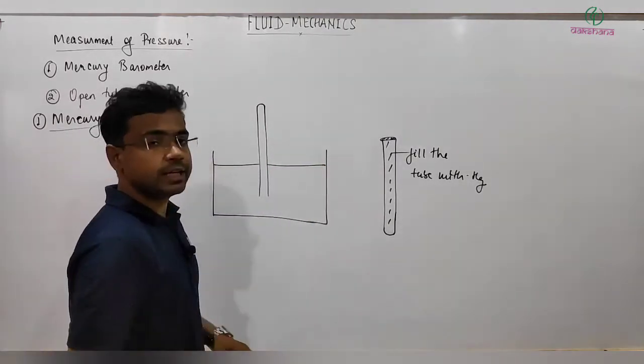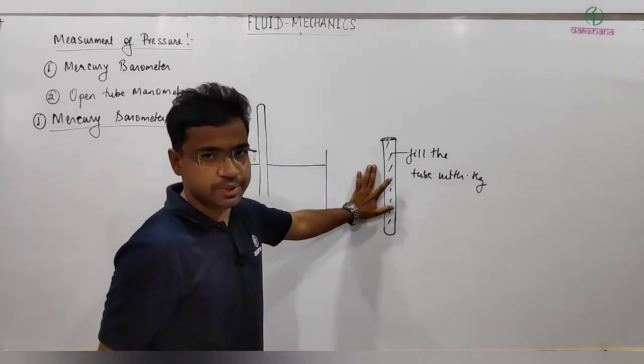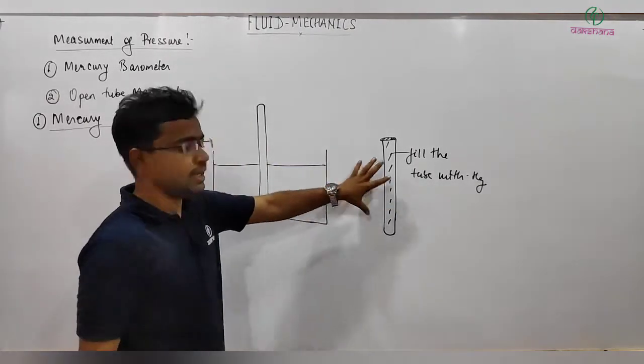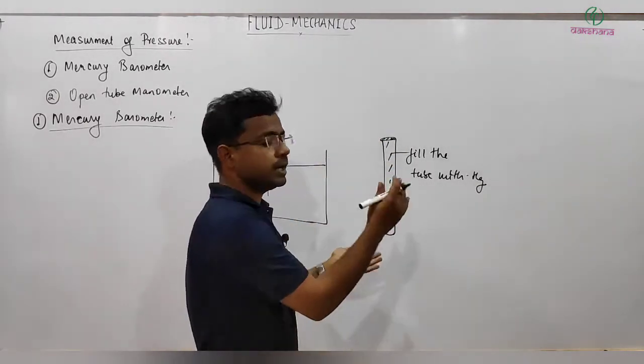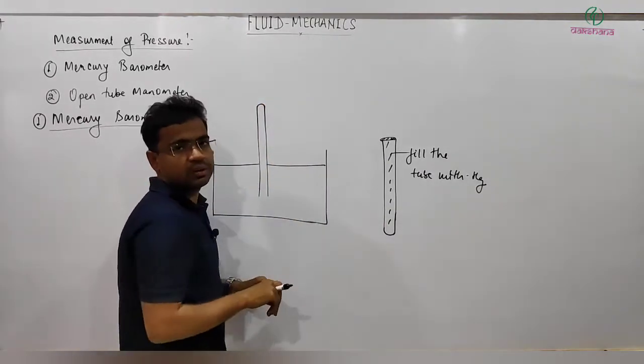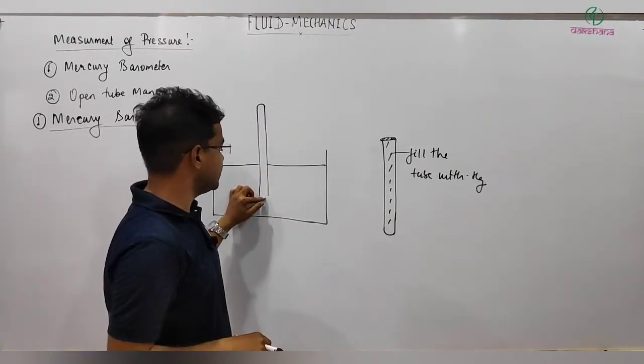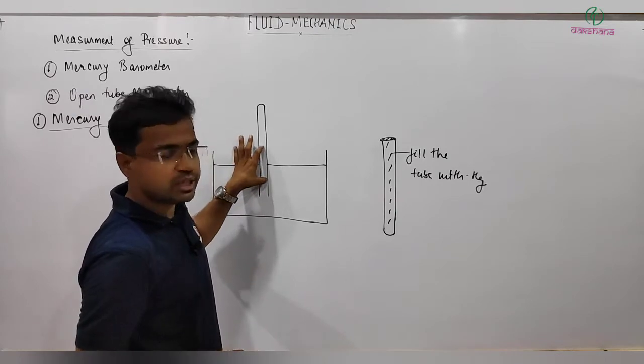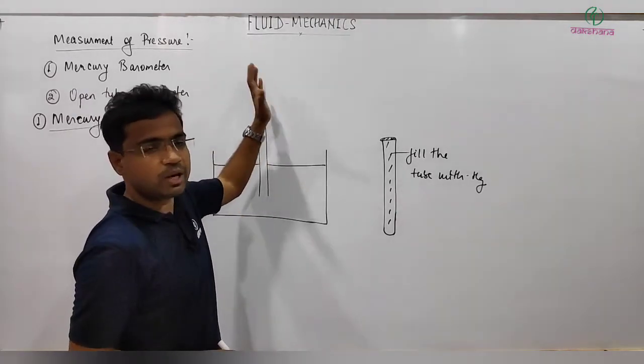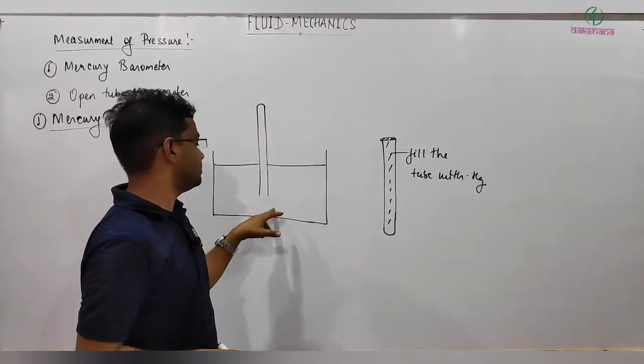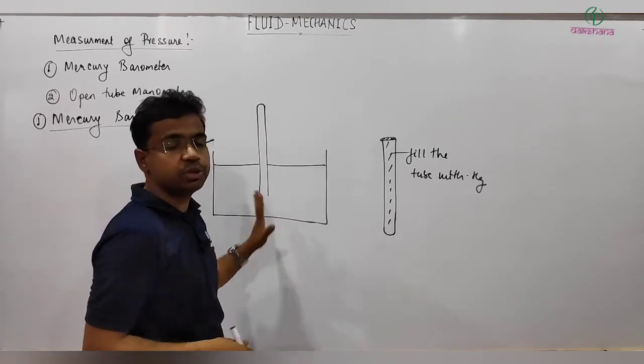The thing is, let's suppose this tube is empty, which means air is there, and you just invert it and press it down. In that case, because air will be inside, if you press it, it will automatically come out. Not much mercury will rise into the tube.